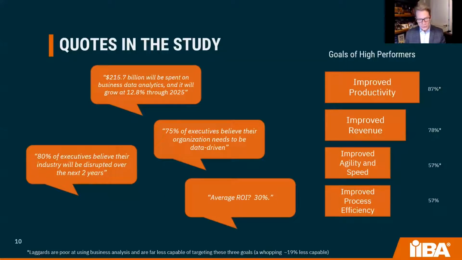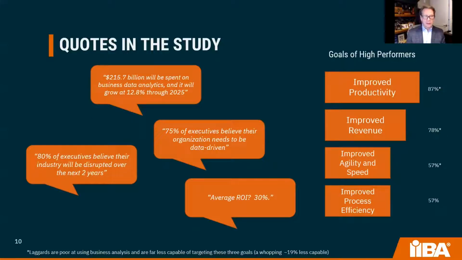And I think what I'm going to share with you is just some facts, okay? There is $215 billion right now being spent on business data analytics, and it's the fastest growing market in information technology spending today. 75% of executives believe their organization needs to be data-driven. 80% say their business is going to be disrupted in the next 2 years. This is huge. And the average ROI, 30%. That's what we found in our study. So this is not just small stuff. It's big in terms of, 30% of our own population are involved in this area. So it's important, right? I think the bigger question is, why are people doing this?